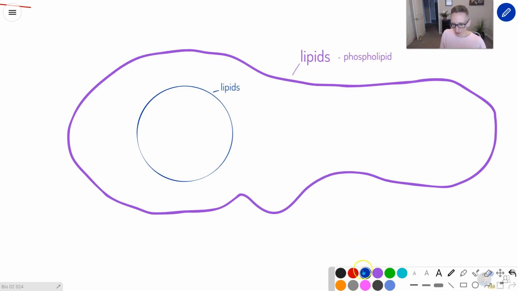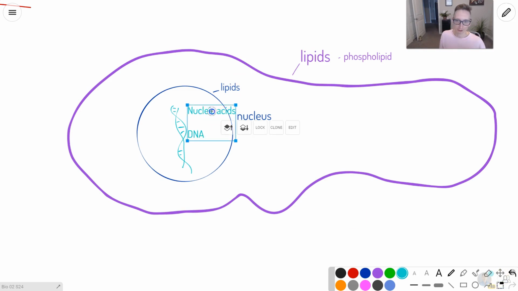It's pretty cool. Now what's inside of this inner membrane? This lipid here makes up the nucleus. That's our nucleus there. And what's inside of our nucleus? That's where we store this little guy, our double helix, our information storage molecule. This is our nucleic acids, which make up DNA. We've already checked off lipids and nucleic acids.